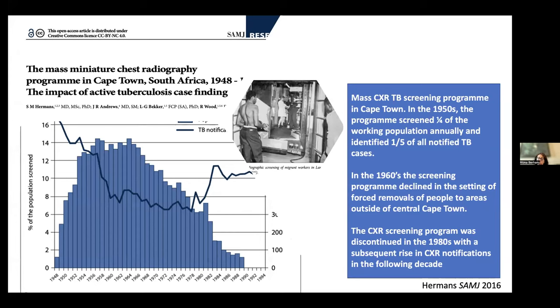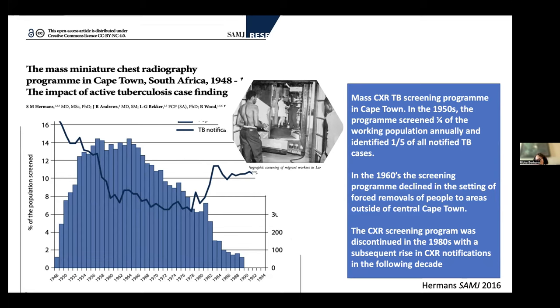And then there was a shift in WHO guidelines and just globally a shift away from chest radiography as a screening technique as smear microscopy became available. The WHO made a determination that mass chest X-ray screening was not feasible on a global scale. There was a lack of awareness about the importance of subclinical TB and a shift in prioritization towards smear microscopy for screening of symptomatic populations. And so chest X-ray screening really got de-emphasized globally through the 70s, 80s, and subsequent decades.